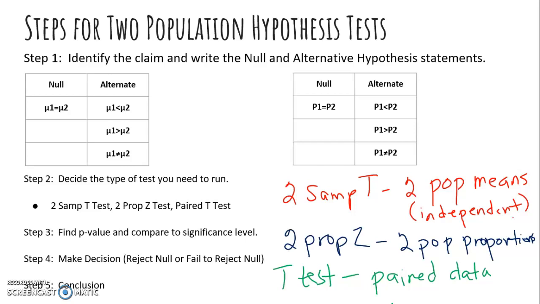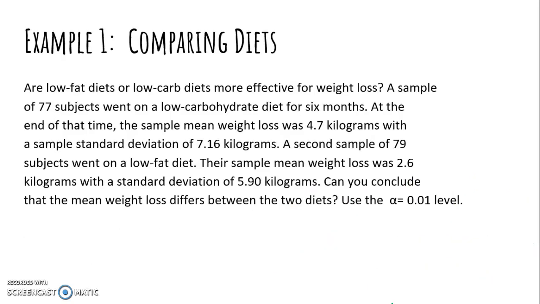And usually, if we reject the null, there's enough evidence to support the claim, and if we fail to reject, there's not enough evidence to support the claim, as long as the claim matches the alternate statement. So let's just go ahead and jump into an example.